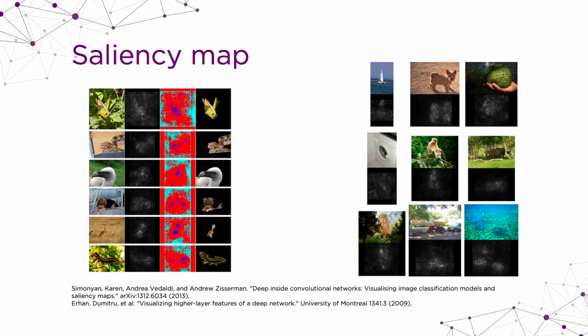I'm not looking inside the model because of the distributed representation. It's hard to interpret. I'm using backpropagation to find the pixels for which the loss is the most sensitive one.